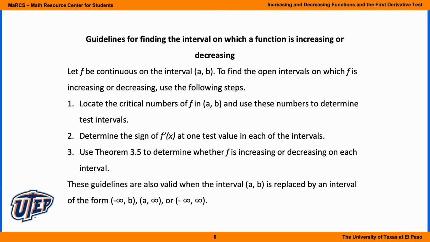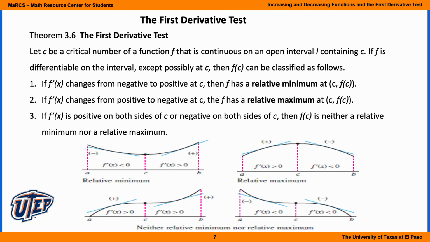These guidelines are also valid when the interval ab is replaced by an interval of the form negative infinity to b, a to positive infinity, or negative infinity to positive infinity. Now we will be introducing the first derivative test, which is theorem 3.6, which states, let c be a critical number of a function f that is continuous on an open interval I containing c. If f is differentiable in the interval, except possibly at c, then f of c can be classified as follows.